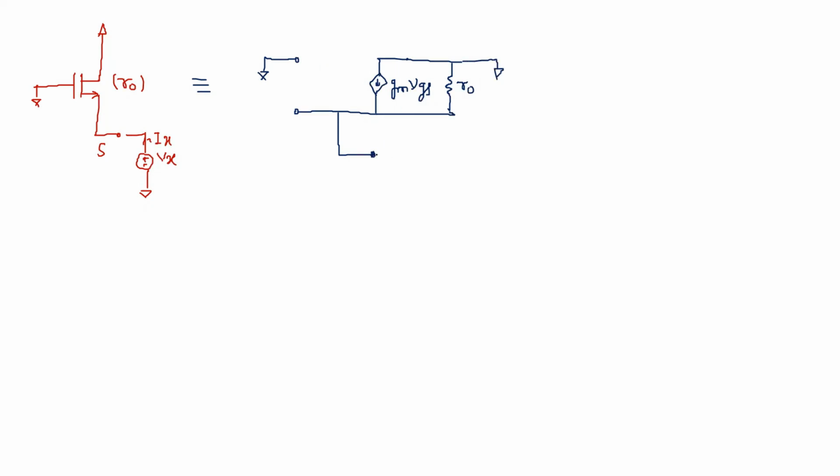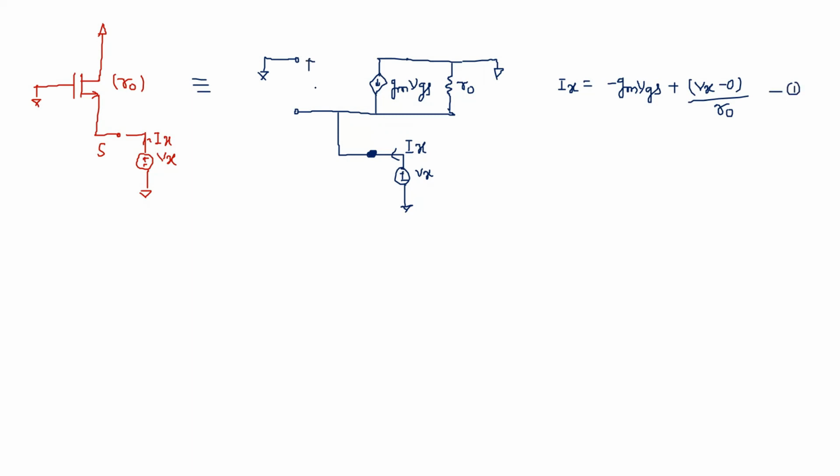Now we have taken the test source here. This test source is Vx, where the current is Ix. So if we apply KVL or KCL at this node, then Ix is nothing but minus gm VGS plus this source voltage minus drain voltage, which is nothing but Vx minus 0, because drain voltage is 0, divided by r0. This is your first equation.